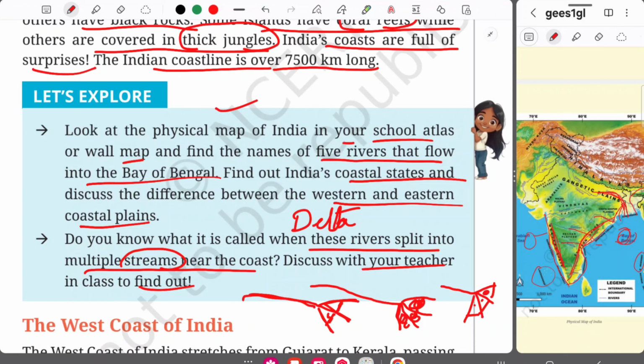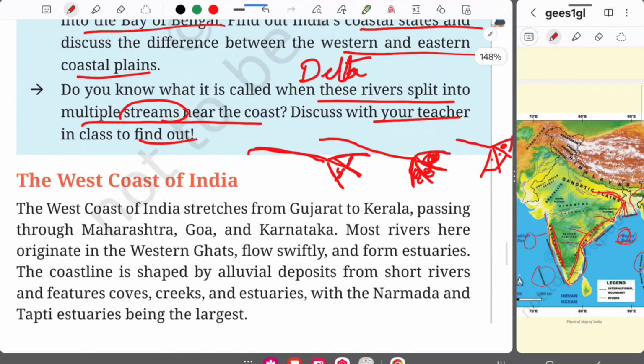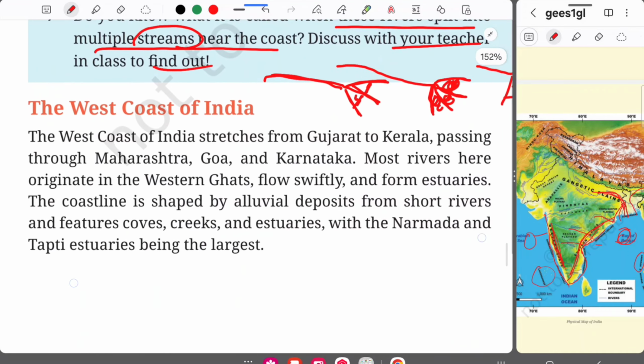Before entering a larger body of water, what happens? The river is usually divided into multiple streams, and that is known as a delta. I hope it is clear. These words are very important, which is why I am trying my best to make you understand.